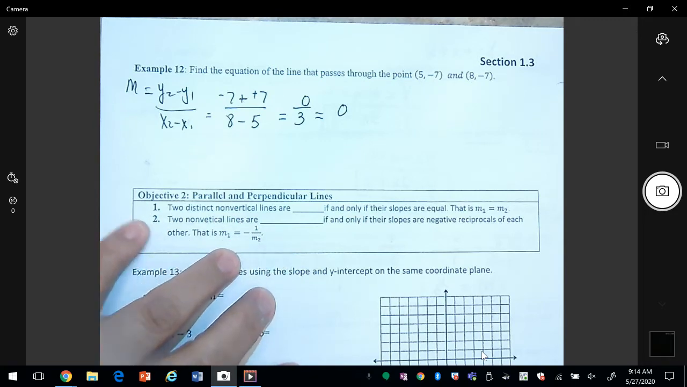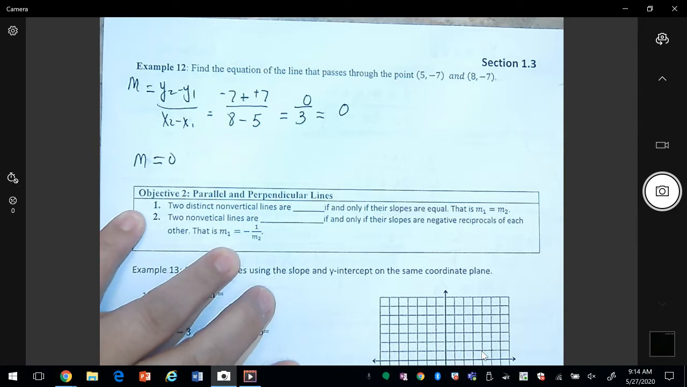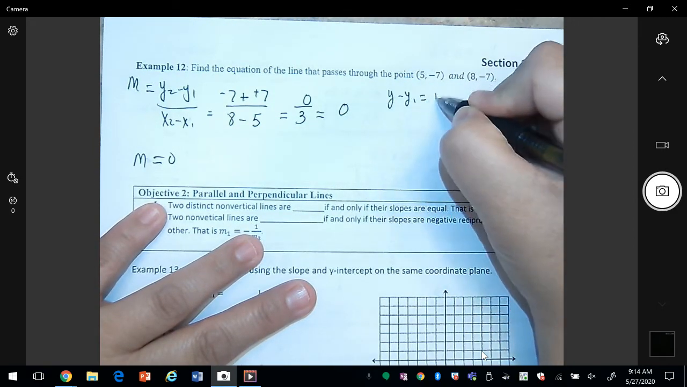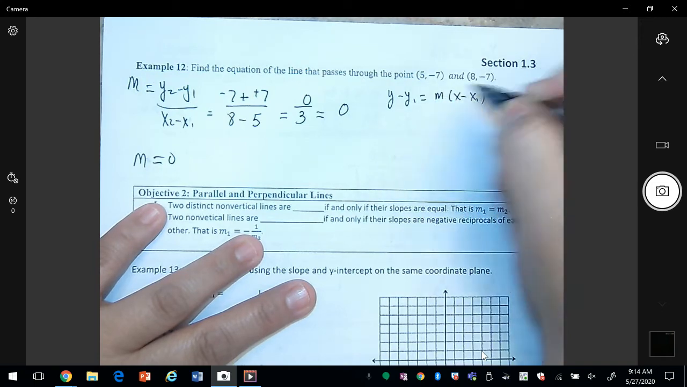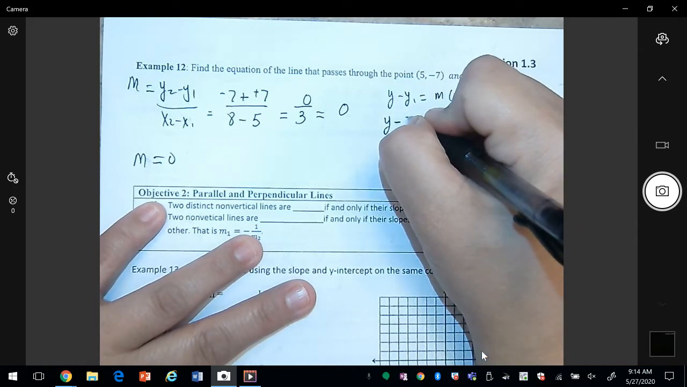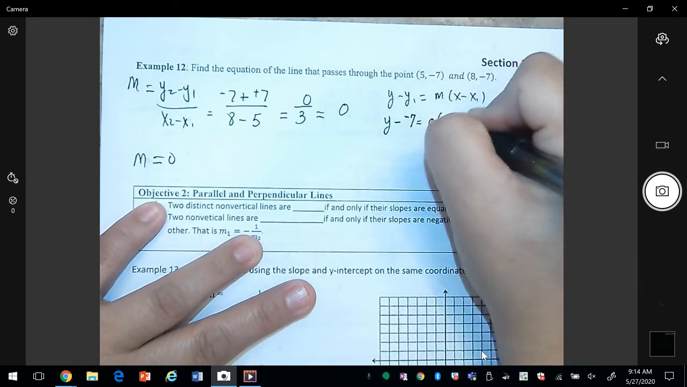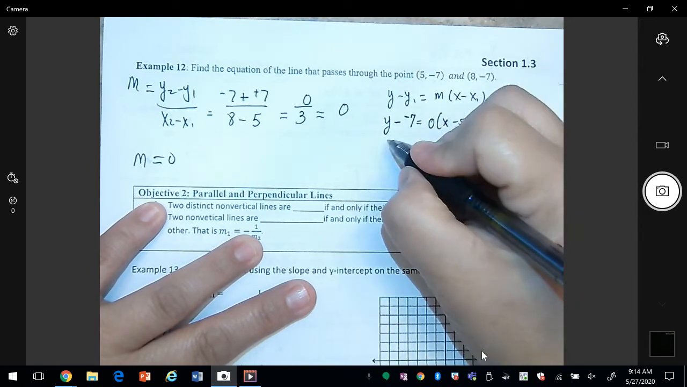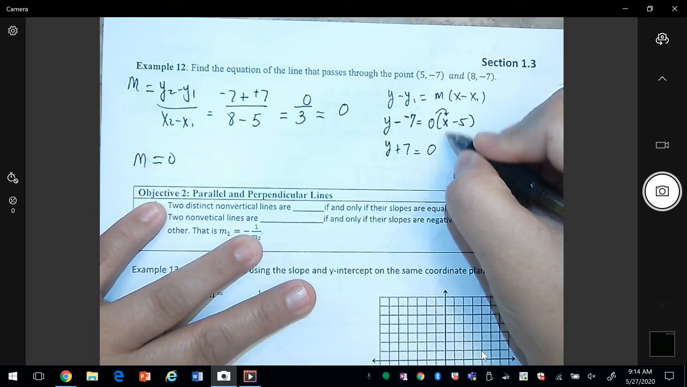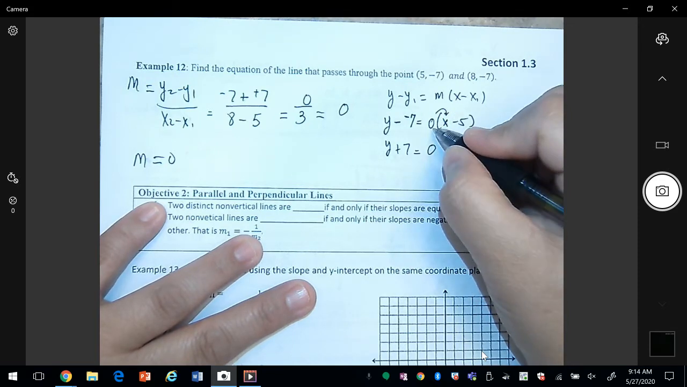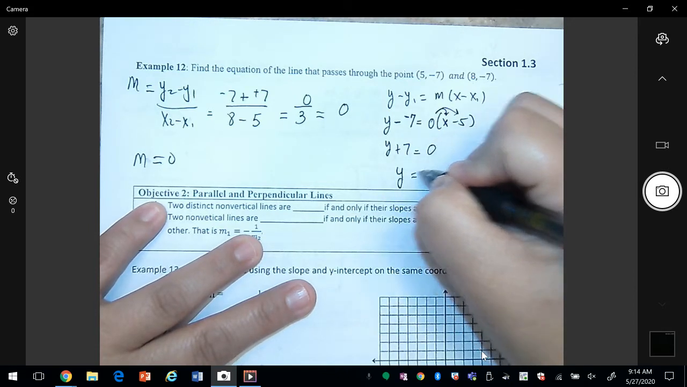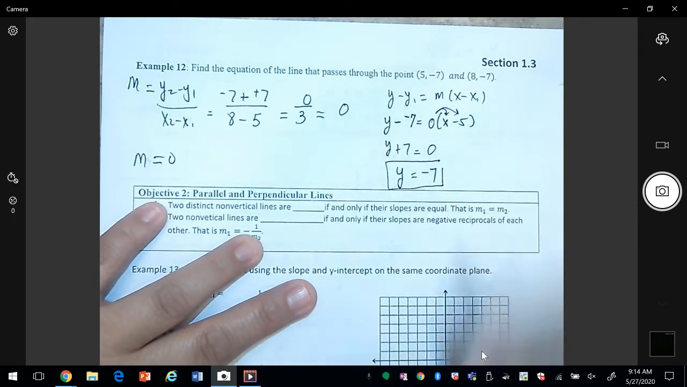So that tells me this is going to be a horizontal line, and so then we can find the equation by using the point slope form. So I have y minus, you can use either point, y1 -7, my slope is 0, times x minus 5. So y plus 7, distribute the 0, so we get 0, and then we get 0 minus 0 is 0, subtract the 7, so my equation is y equals -7.